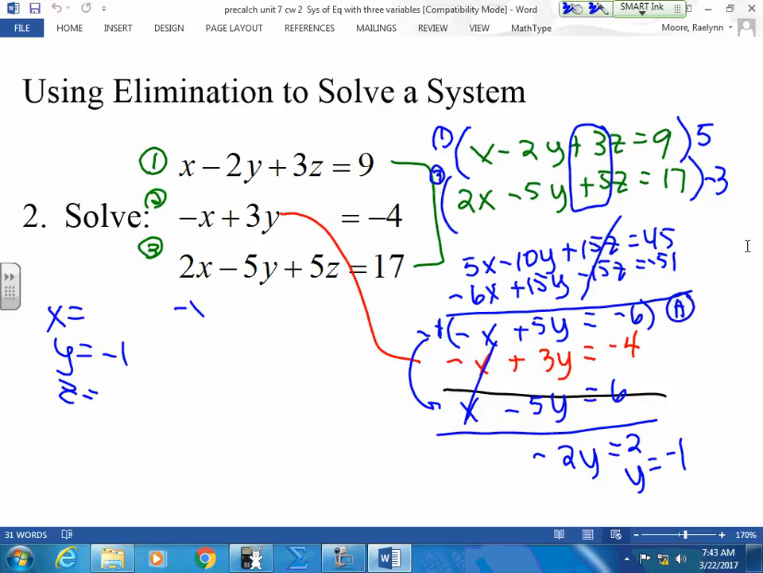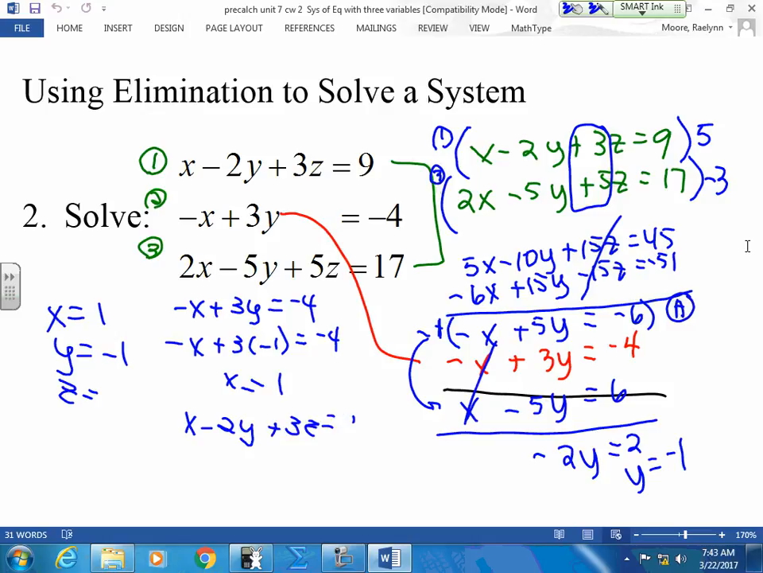So I'm going to come up to this guy. I now know my y, I can find my x. So when I substitute this in, x is equal to 1. And now you can pick either 1 or 3 and substitute it into there. So substitute into the first one. x is 1 minus 2 times a negative 1 plus 3z equals 9, and z is equal to 2.